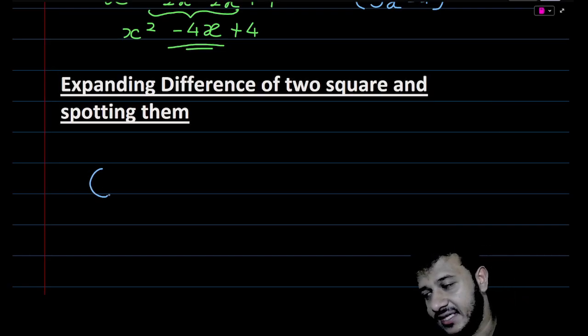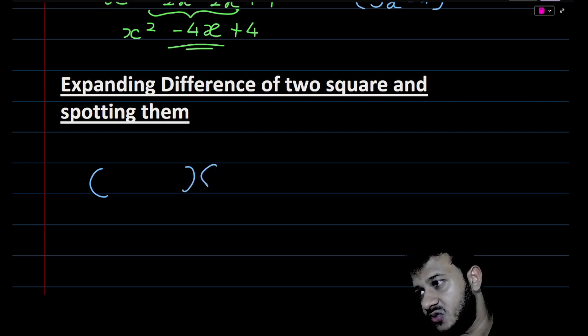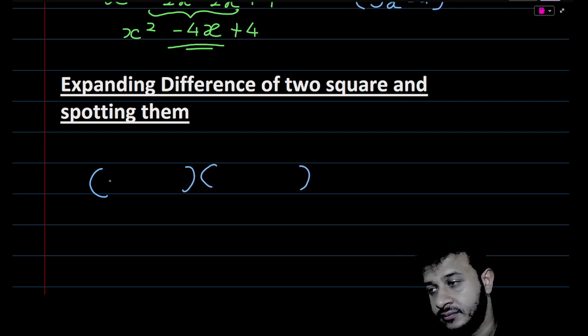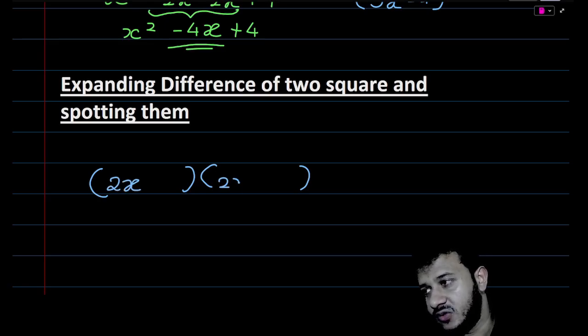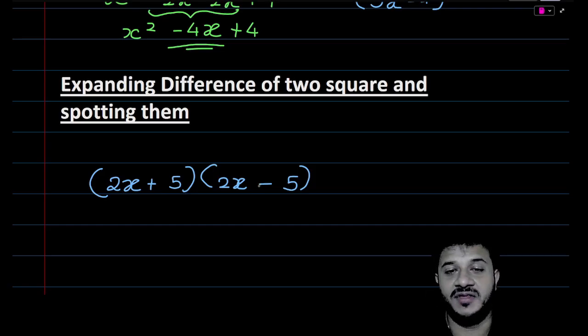If you ever see two brackets where it looks like the same terms, 2x here, 2x here, maybe a 5 here, 5 here, but one of the brackets has a plus and the other bracket has a minus. The only difference is one of them is plus, one of them is minus. The symbols are different in the middle, but apart from that, everything else is exactly the same. That type of a moment we call difference of two squares.